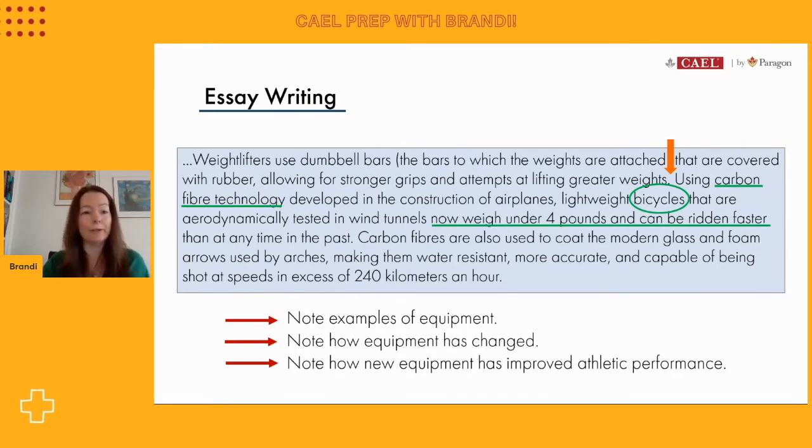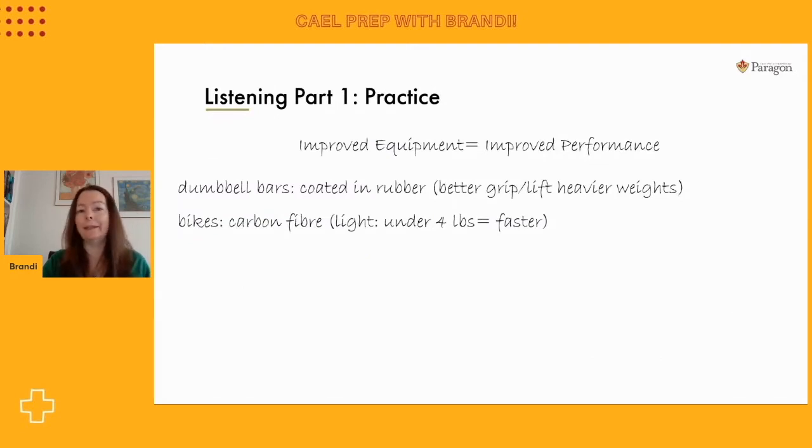So again, we go back to our notes. We're just going to enter that in using whatever short forms make sense to us. Nobody sees your notes, remember. So just write it down so that you can read it. That's all we need to focus on for now. So bikes use carbon fiber technology. They're light, under 4 pounds. That's a short form for pounds. So they allow people to go faster. So we've got that idea covered.